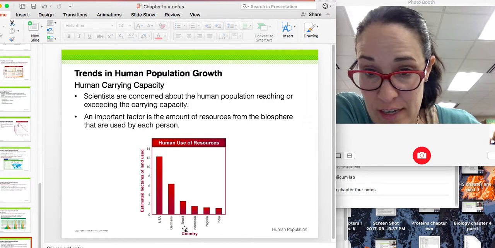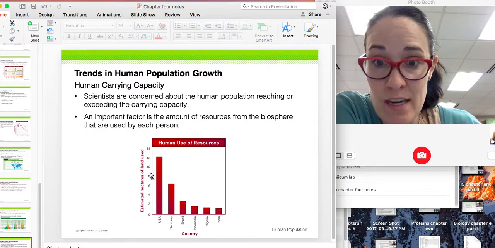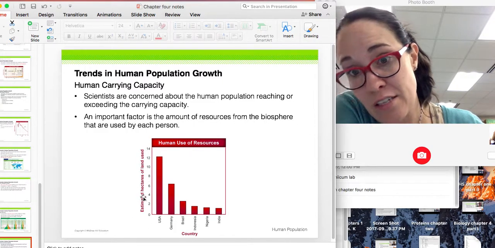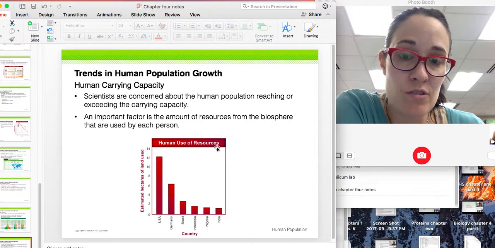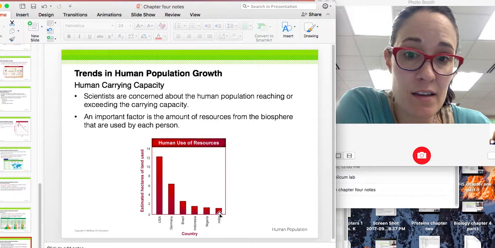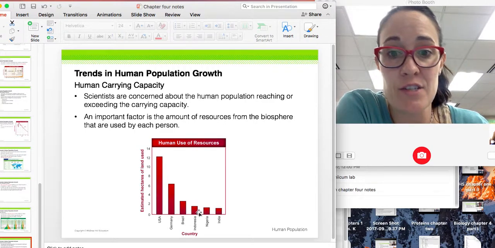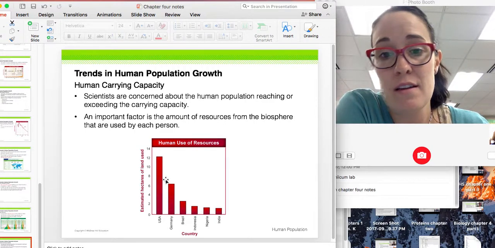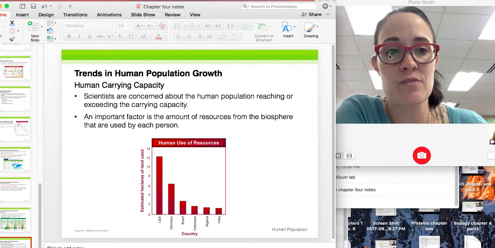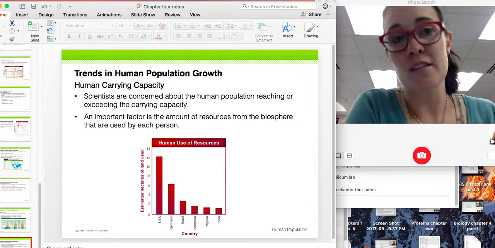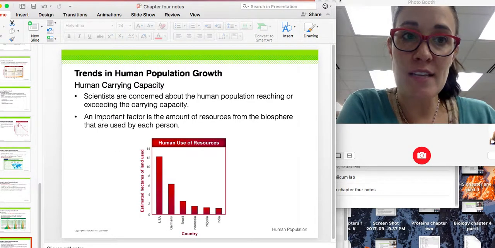So here are countries estimated in hectares, which is a unit of measurement of land use. So use of resources, essentially. India is very low use of resources. Nigeria, Indonesia, Brazil, Germany, and the USA use a lot of natural resources and space comparatively to other countries. So that's the end of chapter 4.